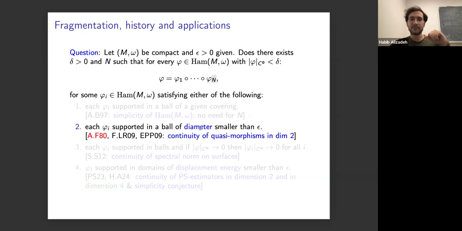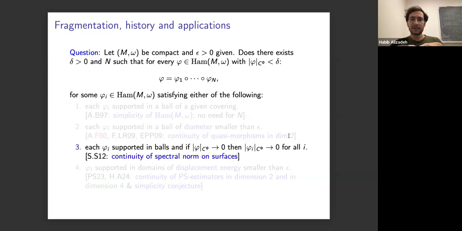He was able to do fragmentation and make these phi i's supported in balls of a small diameter, but the number of them could actually increase as you get closer to identity. But having this universal n is very important for this application. So you must have one universal n that is working for every Hamiltonian C0 close to identity.